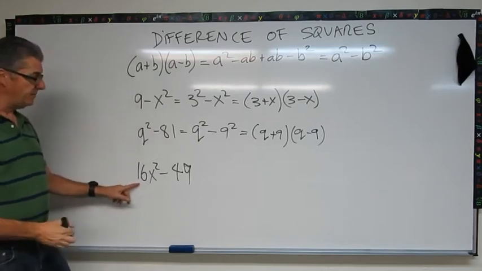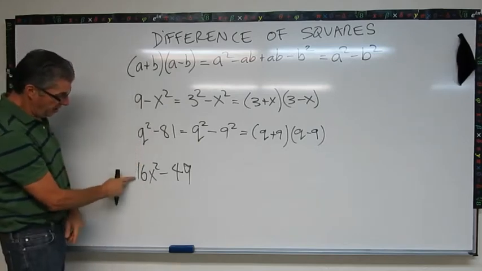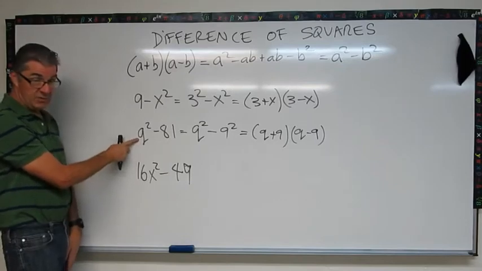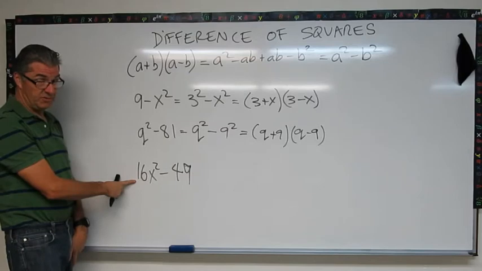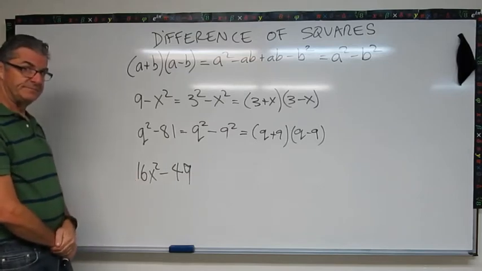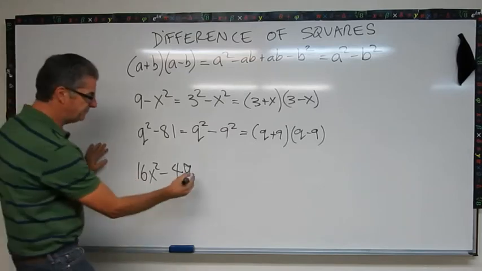A little bit more complicated. Notice how I put a coefficient on my variable. It's a perfect square, so it shouldn't give you too much trouble. See what you get. Okay, let's try that one.